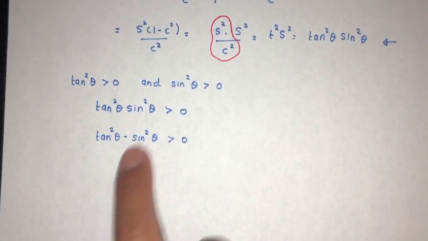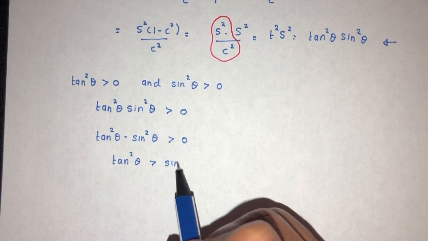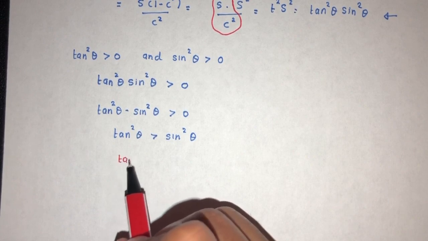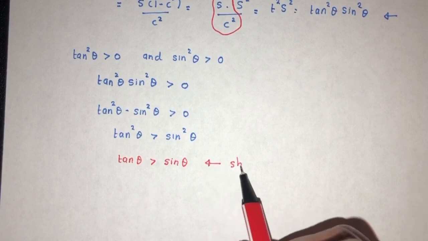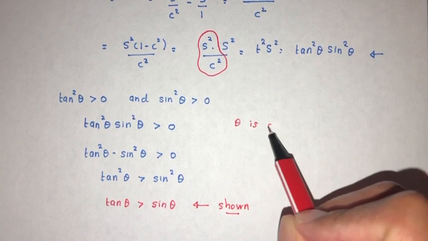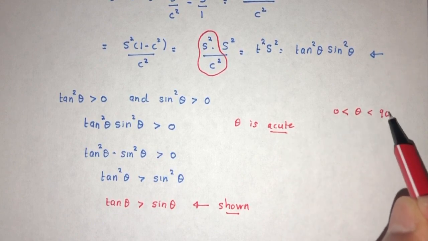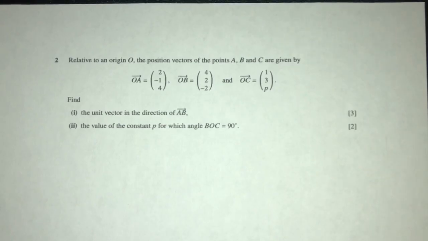Now we can definitely send this over here. You will have tan square theta is more than sine square theta. Now if you were to take square root on both sides, you will have tan theta is more than sine theta. This is shown as required. Now this is true because theta is acute, that is between the value of 0 and 90. Okay, so this will be part 2 of your question. We have to show tan theta is more than sine theta using part 1 of your question. Okay, so let's move on to the next question.